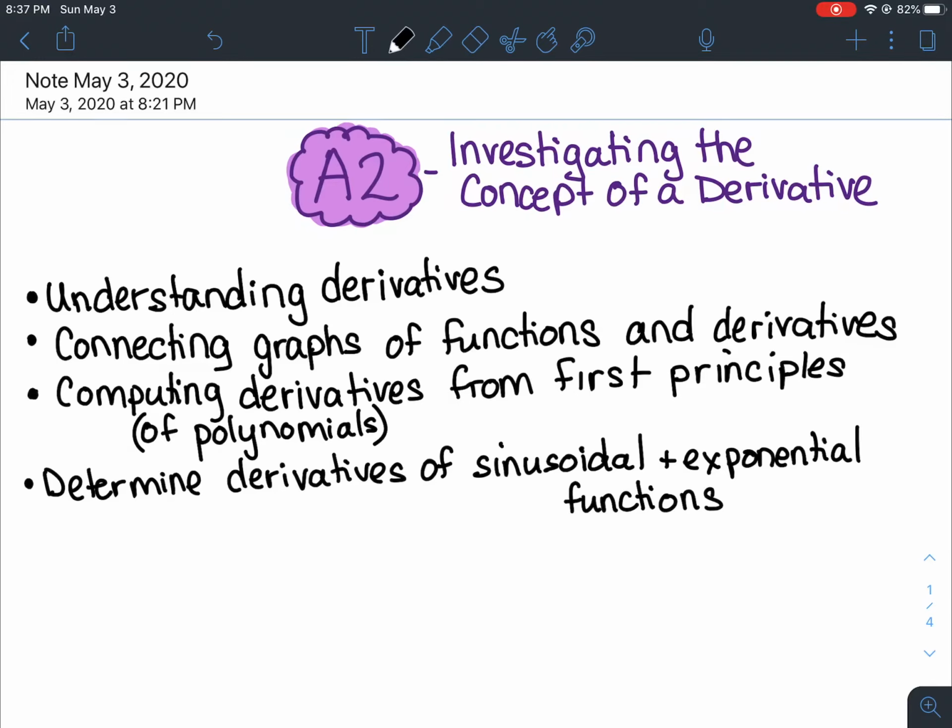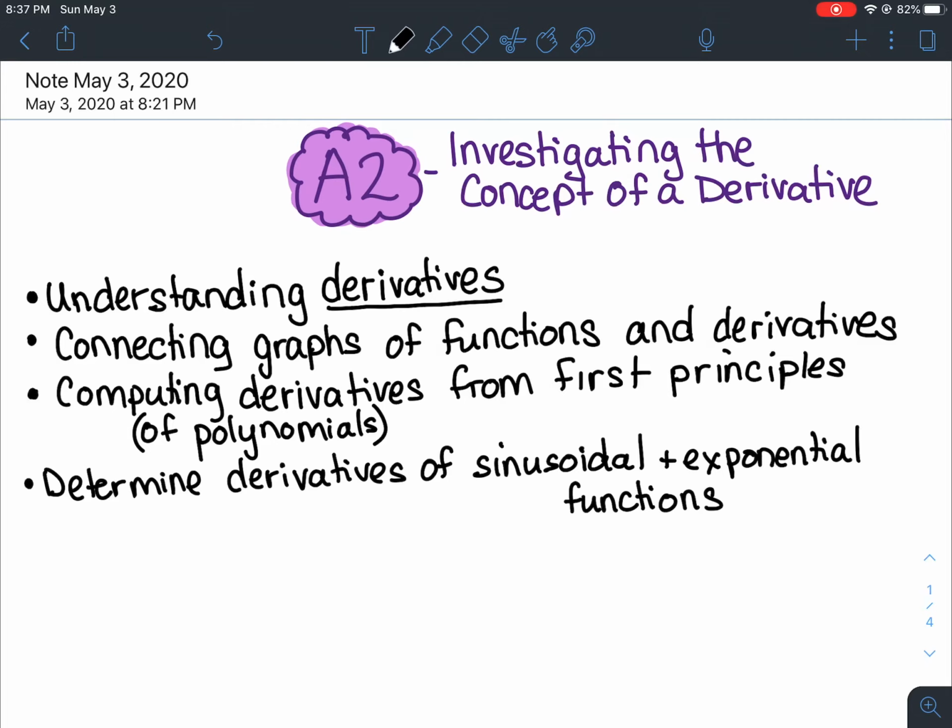Okay, this video is on A2, investigating the concept of a derivative. I thought I better give you a rundown of everything that's in A2. First, we want to understand what a derivative is. What does this word mean? We kind of covered that in the first video of A2.